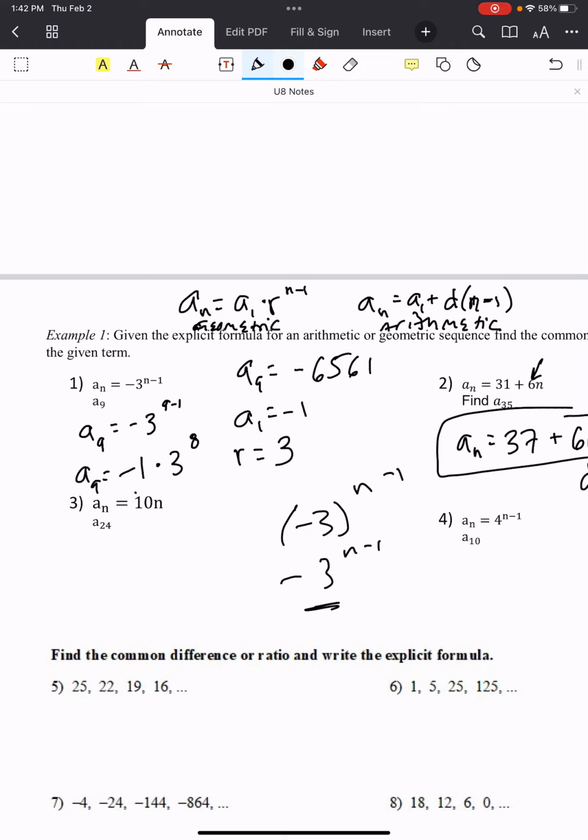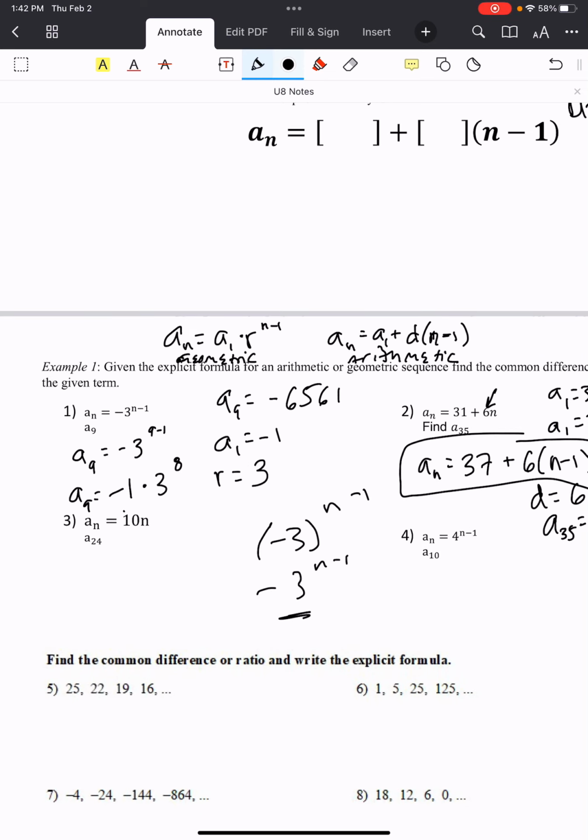Is this one arithmetic or geometric? Arithmetic. It depends, because the addition in this one is almost hiding because it's like 0 plus 10n. Does that make sense? Yeah. You have to look at if the n is an exponent or not too. That's part of it.